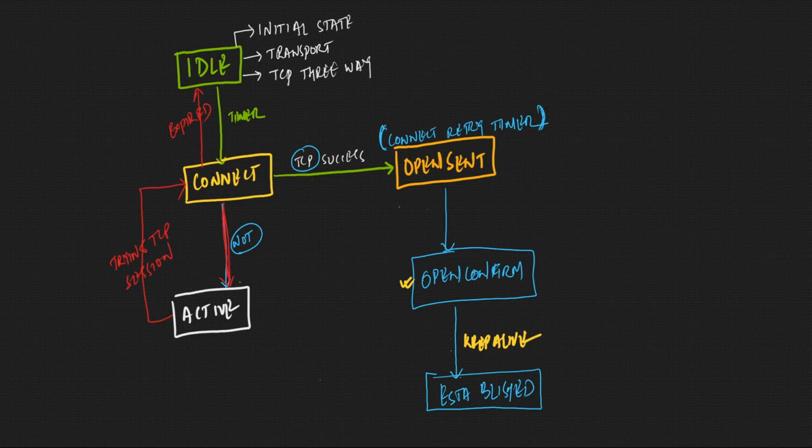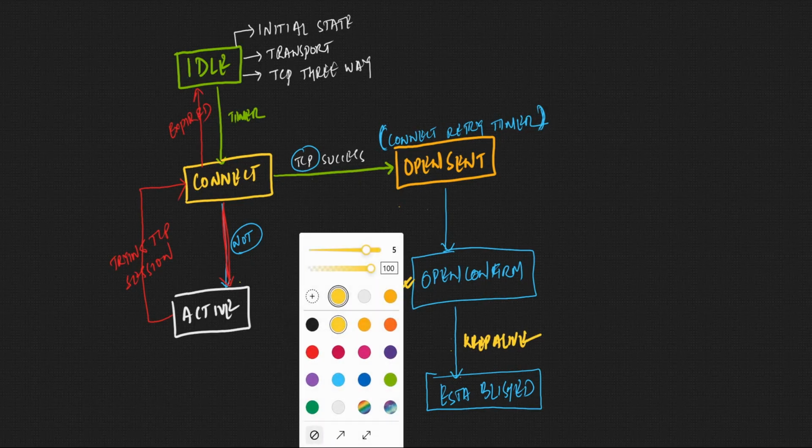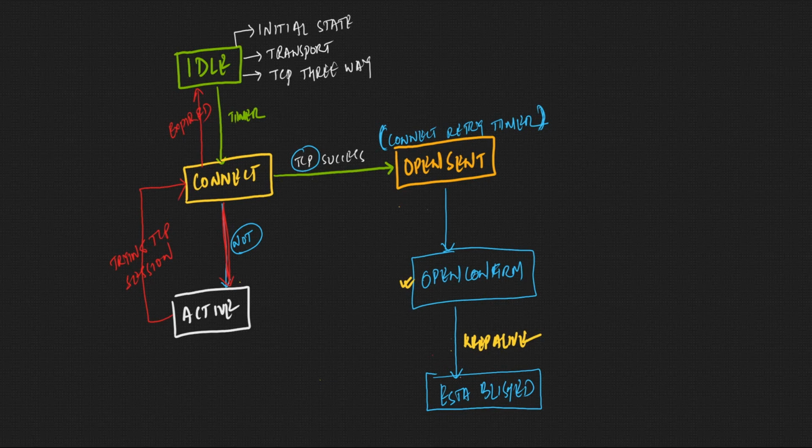But if an error happened while I am in OpenSent, for example I compared and found there is a mismatch in the AFI and SAFI values, then it will transition accordingly, since there is an error.